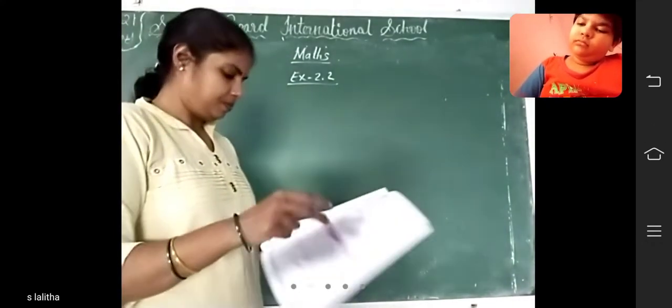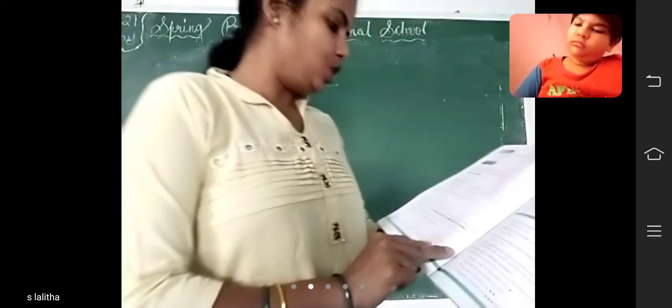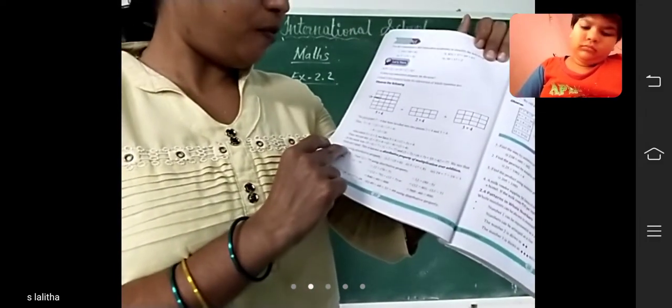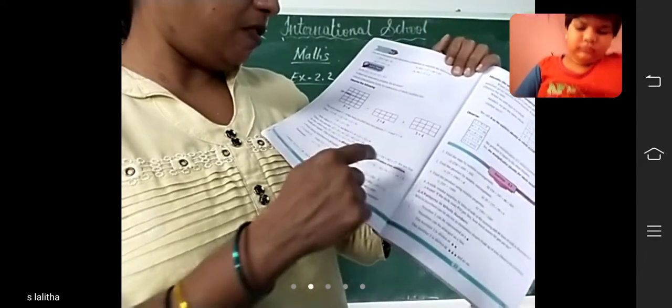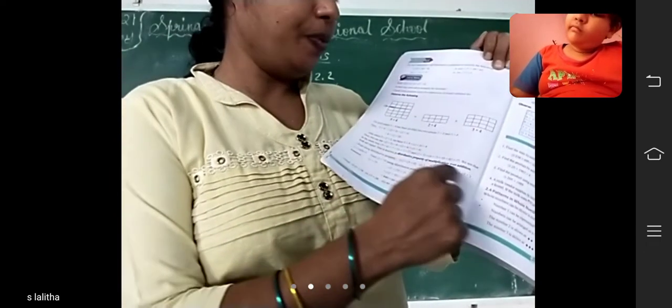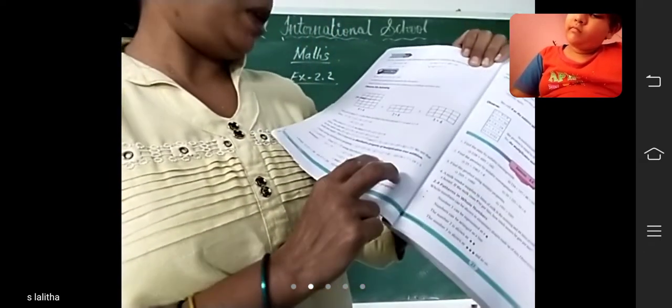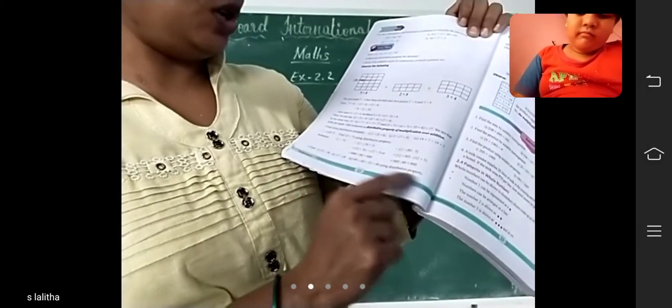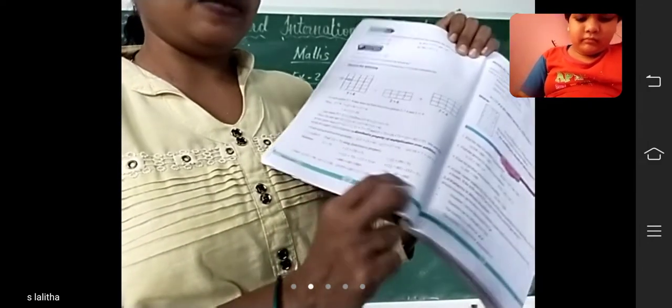See, children, in page number 22, distributive property down, find using distributive property. Here three sums are given: 2 into 5 plus 6, 5 into 7 plus 8, 19 into 7 plus 19 into 3. You can do these three problems by using distributive property. Down, see example 3 also, some sums are there. Using distributive property, you can do these three sums. I already told you, example 3, write that only.